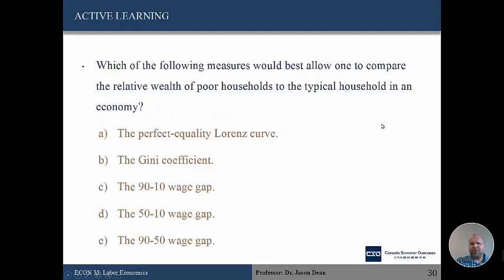Which of the following measures would best allow one to compare the relative wealth of poor households to the typical household in an economy? Which one of these would it be? The answer is D, the 50-10 wage gap, because we're looking at the center compared to the lowest 10%.